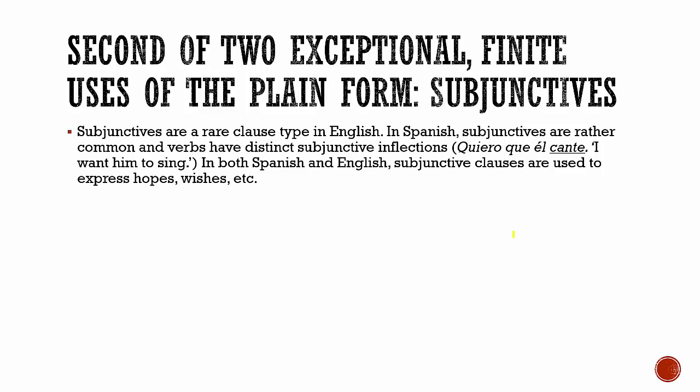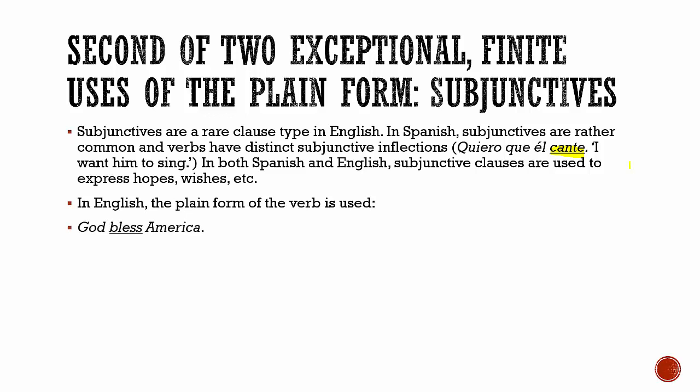So you can say in Spanish something like, quiero que él cante. Okay, so we have this form here, cante, as opposed to canta. I want him to sing, and that's the subjunctive form. In both Spanish and English, subjunctive clauses are used to express hopes, wishes, demands, things of that nature. But in Spanish, again, the subjunctive is much more robustly used than in English. In English, we don't have a distinctive subjunctive form of the verb. We just use the plain form.